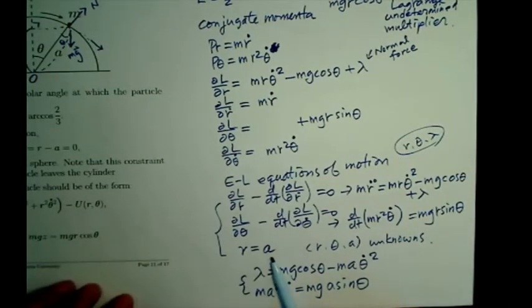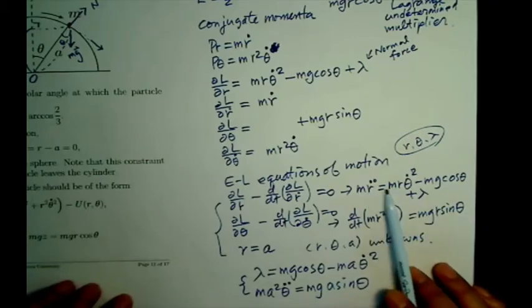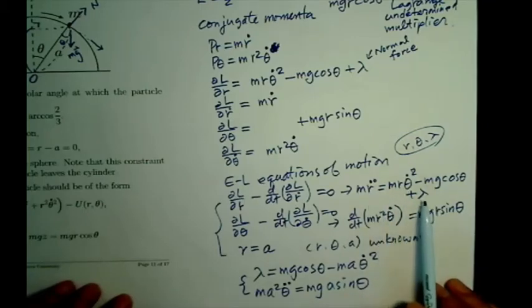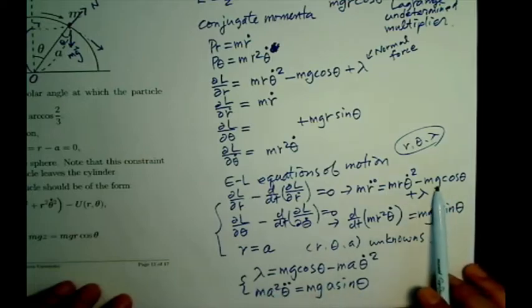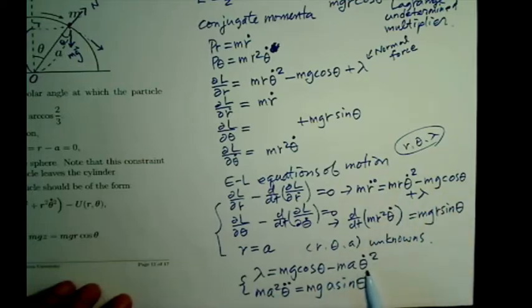If we substitute r equals a, this one vanishes, and only these three pieces survive. So the normal force, the constraint force lambda, is mg cosine theta minus m a theta dot squared, because we have substituted r equals a. Again, if we substitute this constraint condition into the angular equation, we find m a squared theta double dot equals m g a sine theta.